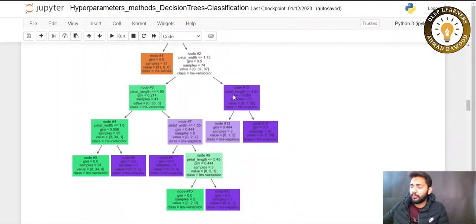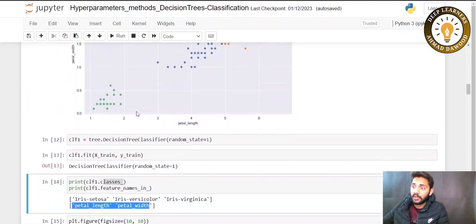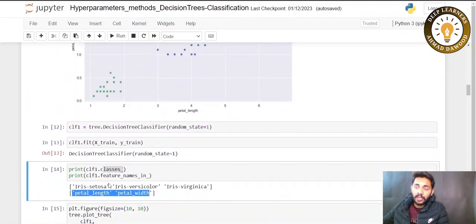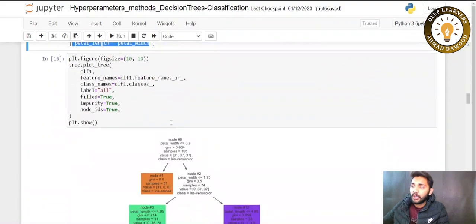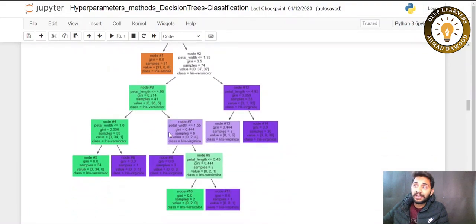Here is one important aspect that I want to tell you. If you look at node number 13, it has a gini impurity of 0.444. But as you know, I have not passed any parameter values here, so it should keep on splitting until the gini impurity is 0. But here the gini impurity is 0.444, and it has not split further. You can also see the values: there is one sample belonging to versicolor and two samples belonging to virginica, but it has not split further.